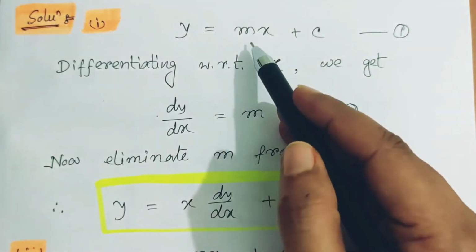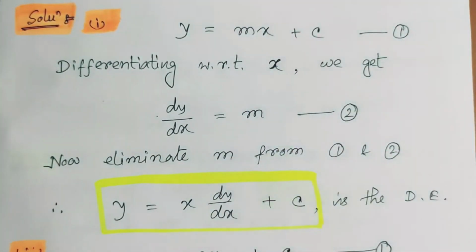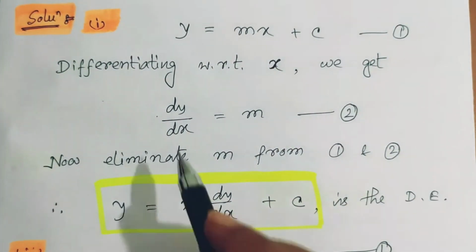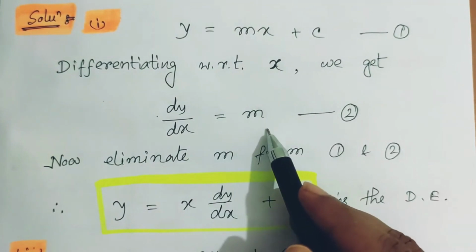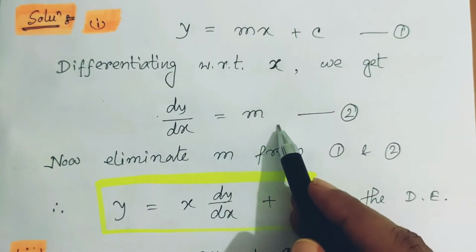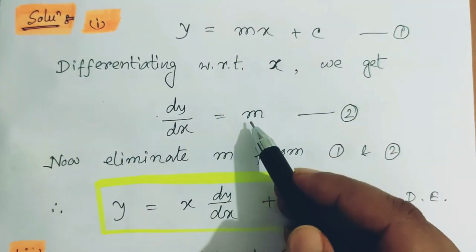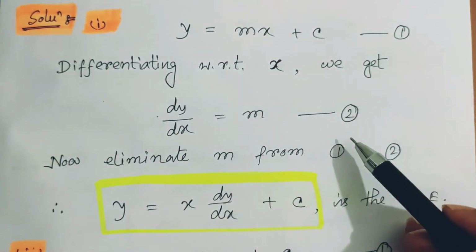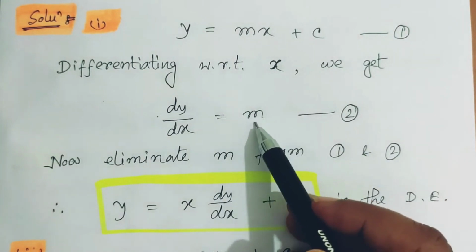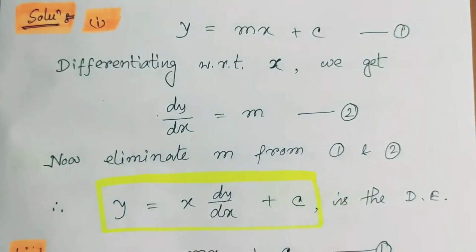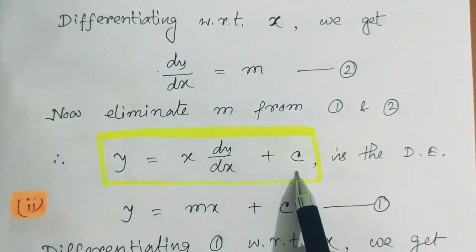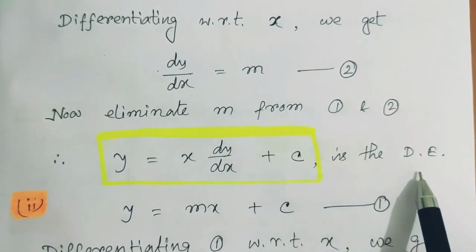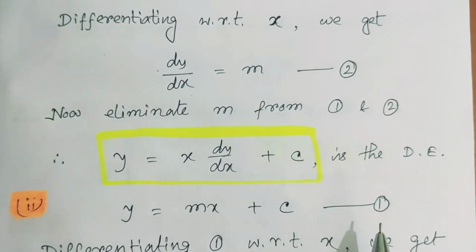Only one arbitrary constant is there, so we should do only one time derivative with respect to x. So after doing the derivative, we shall find dy by dx is equal to m. Now this is the arbitrary constant which we should eliminate between 1 and 2, and if we eliminate these two, we substitute dy dx instead of m, and after substitution we shall find this one. So this is our required differential equation. It is so very simple.